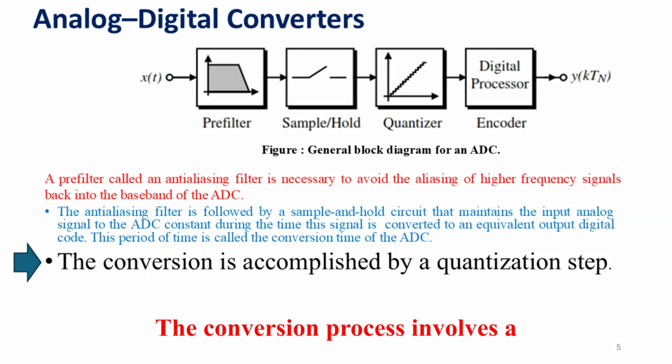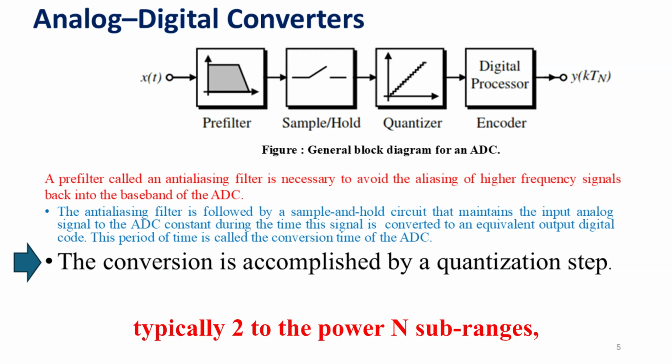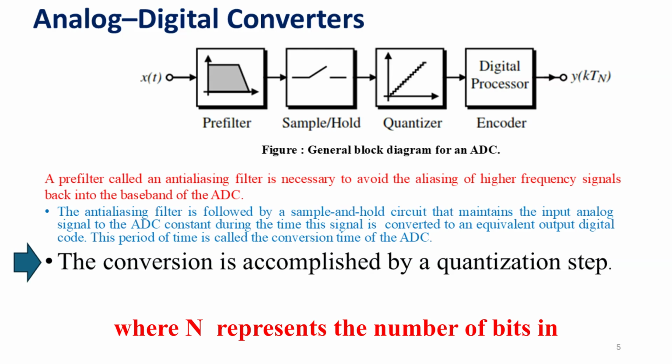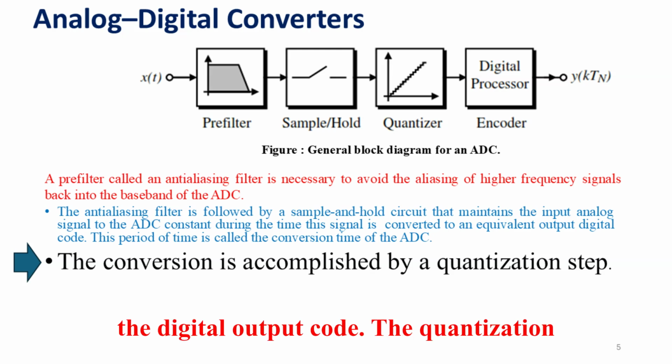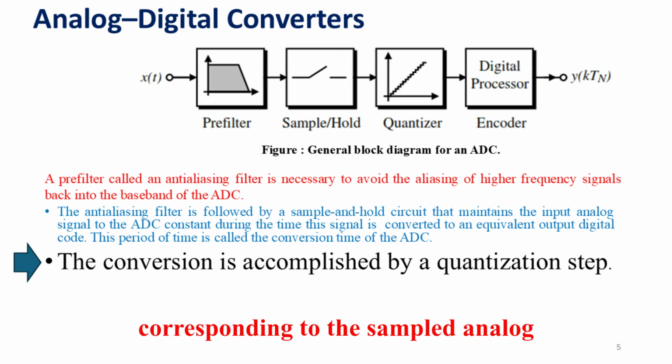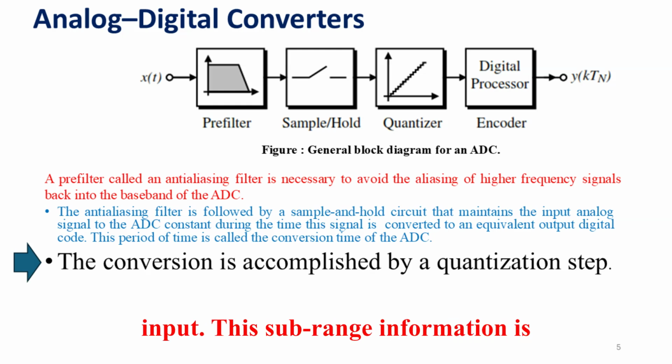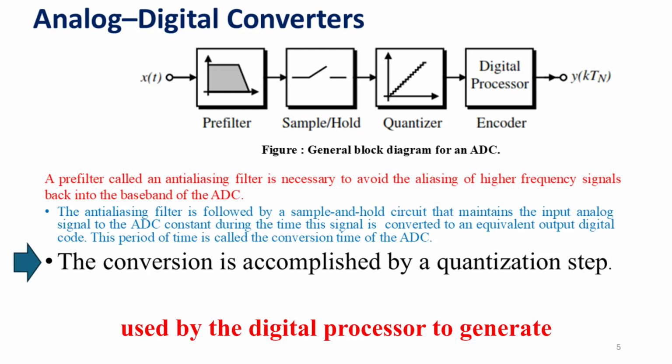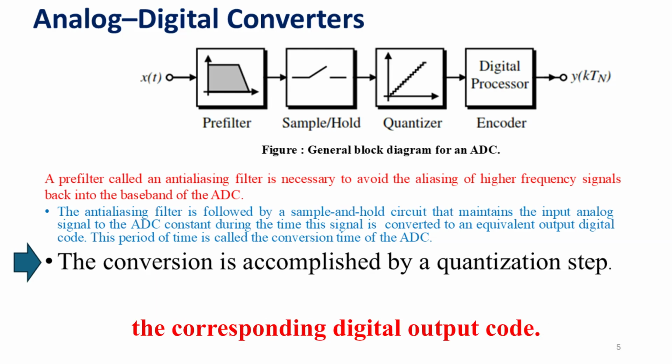The conversion process involves a quantization step, which segments the reference signal into subranges, typically 2^n subranges, where n represents the number of bits in the digital output code. The quantization step identifies the subrange corresponding to the sampled analog input. This subrange information is used by the digital processor to generate the corresponding digital output code.